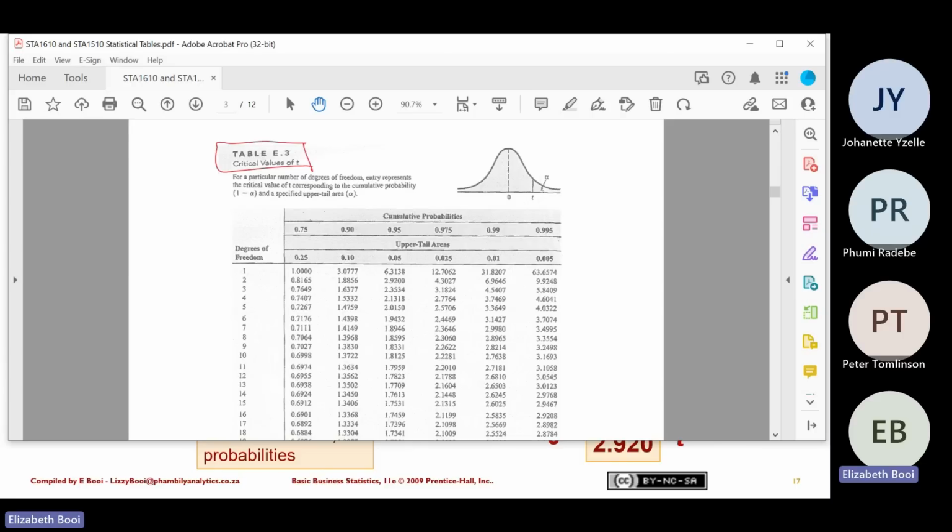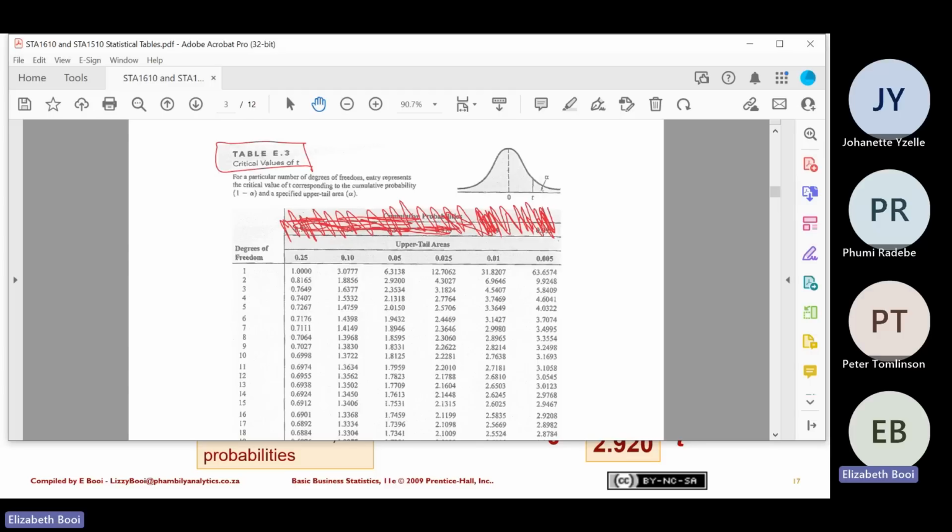Like I said, every week we have a session, or every 2 weeks or 3 weeks we have a session. We're going to be introducing a new table. So today we're introducing a T table. Now, how do we read the T table? Ignore all this that says cumulative probabilities. We're not going to use them. We're not even going to try to understand what they mean. So we ignore those ones.